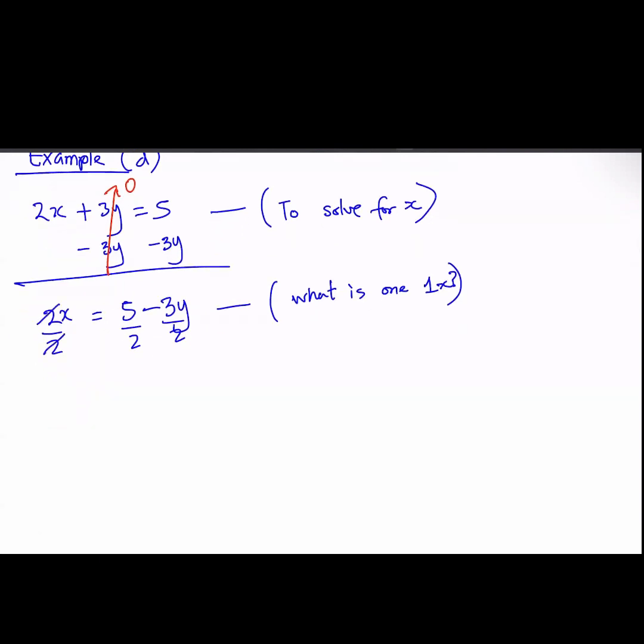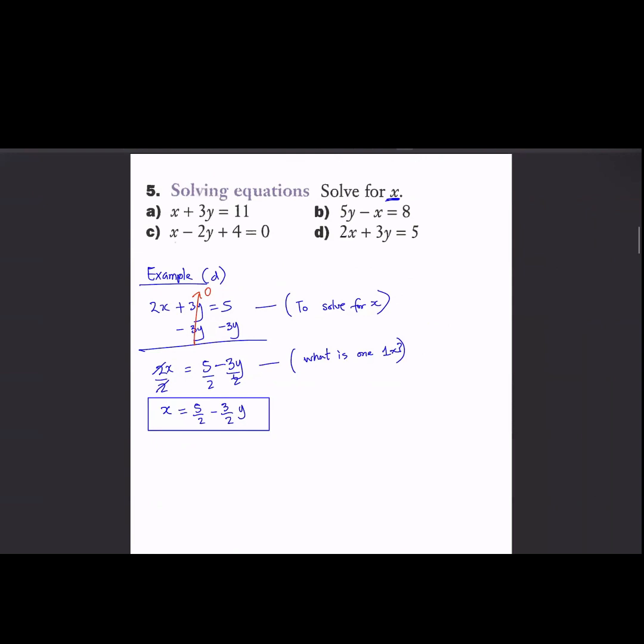So 2 into 2, you get x is equal to 5 over 2 minus 3 over 2y. Yeah, and that's your final answer for this problem. I hope that is clear.